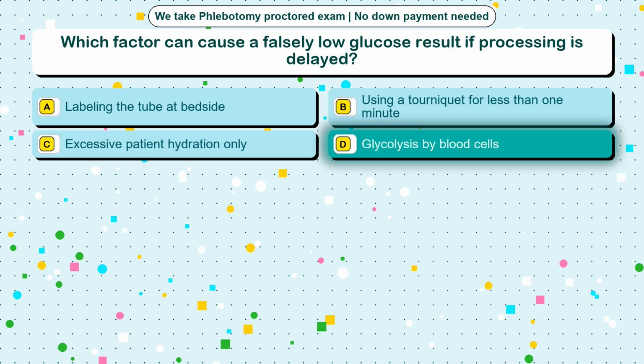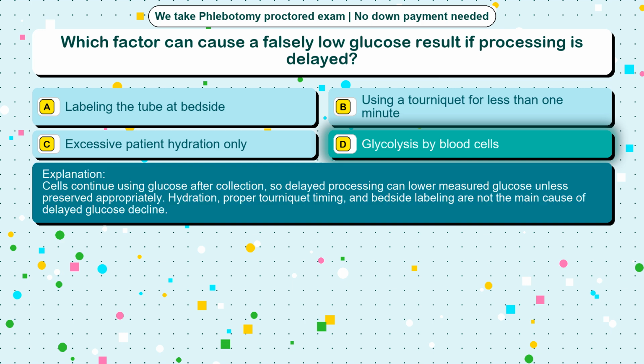The correct answer is option D. Glycolysis by blood cells. Cells continue using glucose after collection, so delayed processing can lower measured glucose unless preserved appropriately. Hydration, proper tourniquet timing, and bedside labeling are not the main cause of delayed glucose decline.